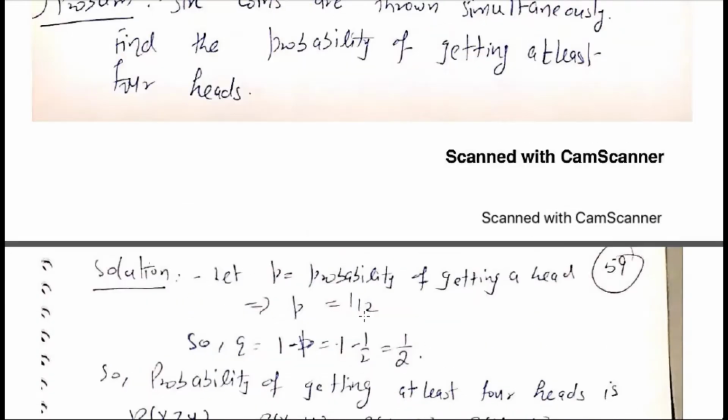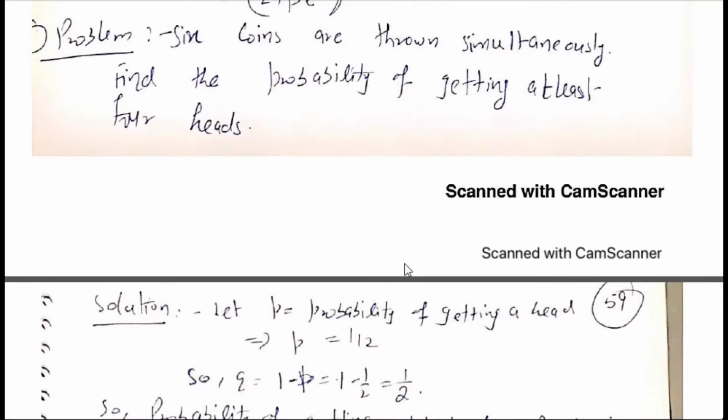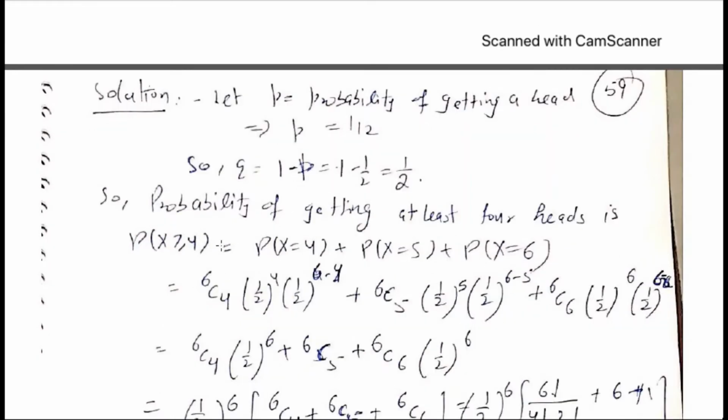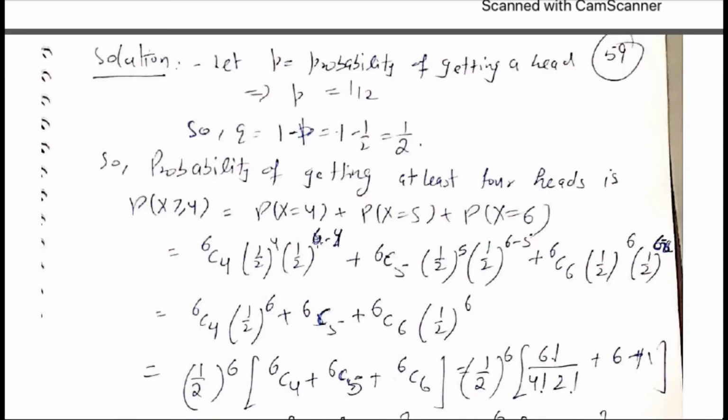So let's say X is the random variable that denotes the number of heads whenever 6 coins are thrown simultaneously. This is a question of binomial distribution because here the number of trials is finite. So the probability of getting at least 4 heads is the probability that the random variable X is greater than or equal to 4, because X denotes the number of heads that occur when we toss the coins. That will be equal to P(X=4) plus P(X=5) plus P(X=6), because a maximum of 6 heads can occur when 6 coins are tossed simultaneously.